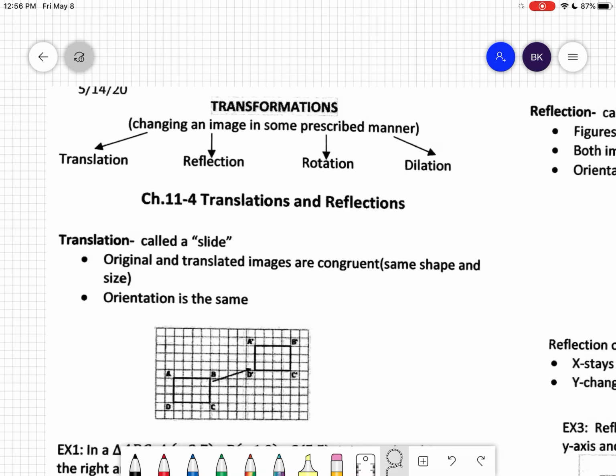So let's get started. A translation is simply called a slide of the shape. Original and translated images are congruent, or stay the same shape and the same size. And orientation is also the same. So if it's facing to the right, it's still facing to the right. You're simply sliding the shape.